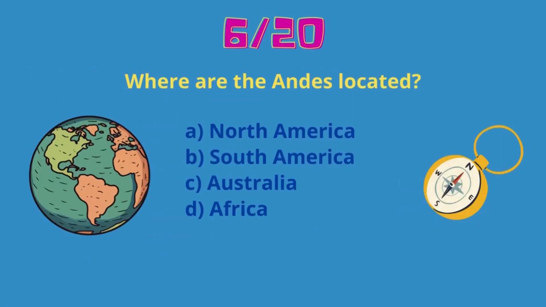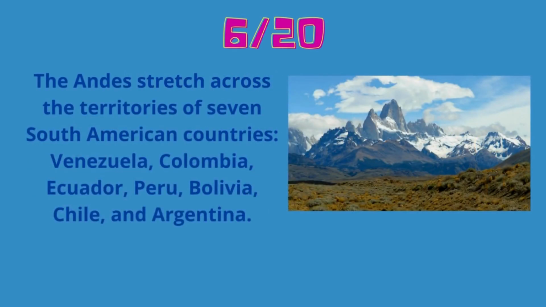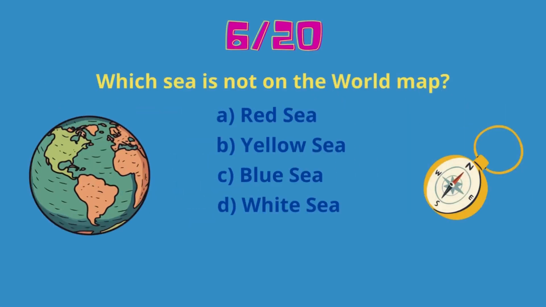Where are the Andes located? North America. South America. Australia. Africa. South America. The Andes stretch across the territories of 7 South American countries: Venezuela, Colombia, Ecuador, Peru, Bolivia, Chile, and Argentina. Which sea is not on the world map?